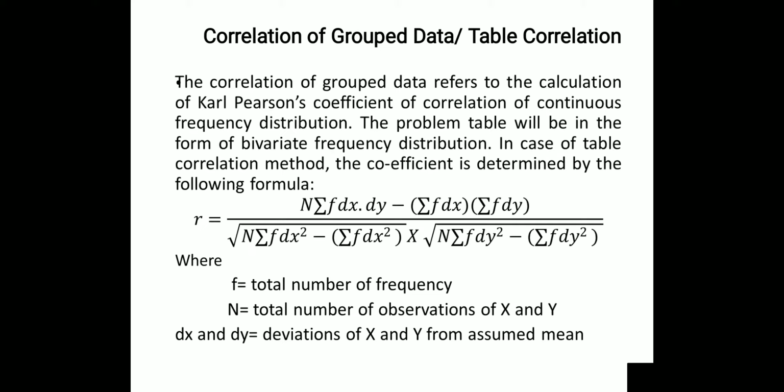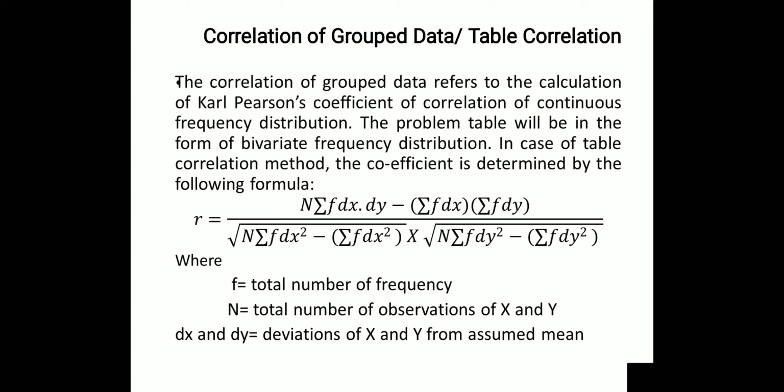Before going to the calculation of grouped data or table correlation, you should remember that this correlation of grouped data refers to those problems which are in the continuous series. Those problems which have frequency values have to be calculated in the grouped data format or table correlation format. The correlation of grouped data refers to the calculation of Karl Pearson's coefficient of correlation of a continuous frequency distribution. This table will be in the form of a bivariate frequency distribution table.